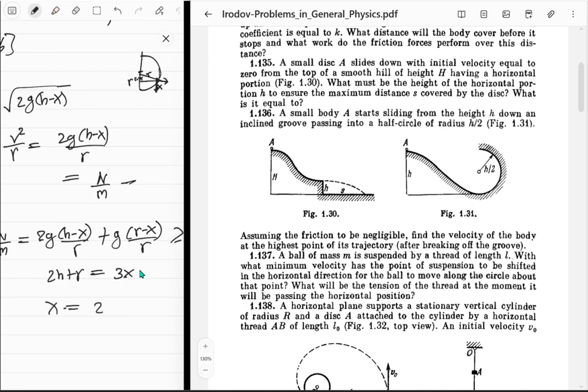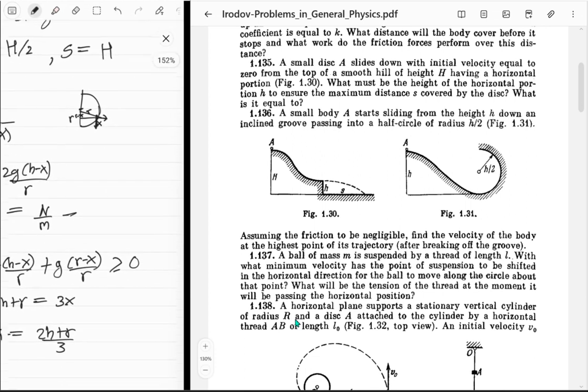x is equal to (2h plus r) upon 3. At that height, it will fall off. Fine. And we just need to find the velocity of the body at the highest point. I can't believe it's that complicated. At the highest point, just the horizontal component is the only thing we have to look for. For this case, r is just h upon 2, and just leave it like that. But you got what x is and everything.